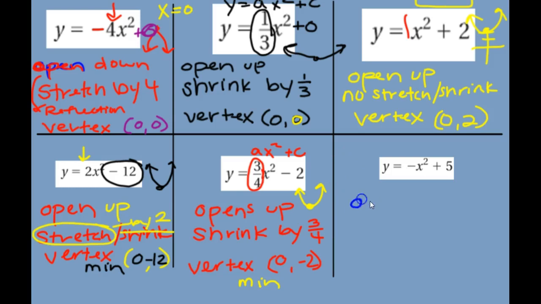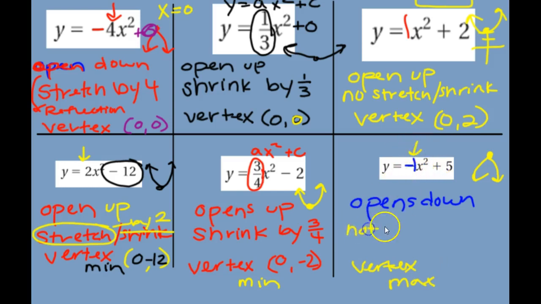Alright, last one. This graph, a is a negative, it's really a -1, so it opens down. Right away, because I know this graph is opening down, I know that my vertex down here is going to be a maximum, because that's going to be the highest point on the graph. This a is 1, so it's not a stretch or shrink. The vertex is just moved up 5. We did one just like this in our notes. 0, up 5.